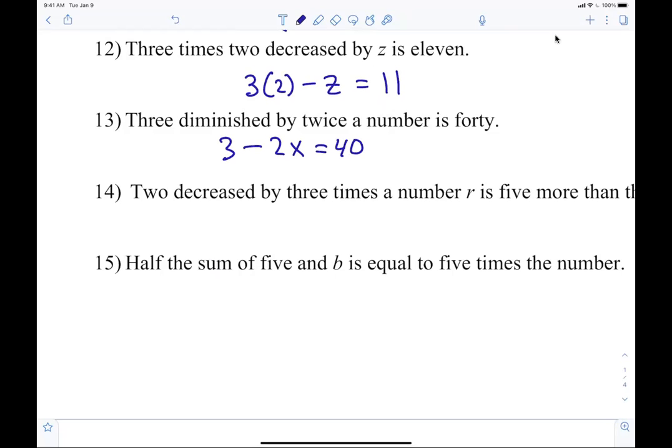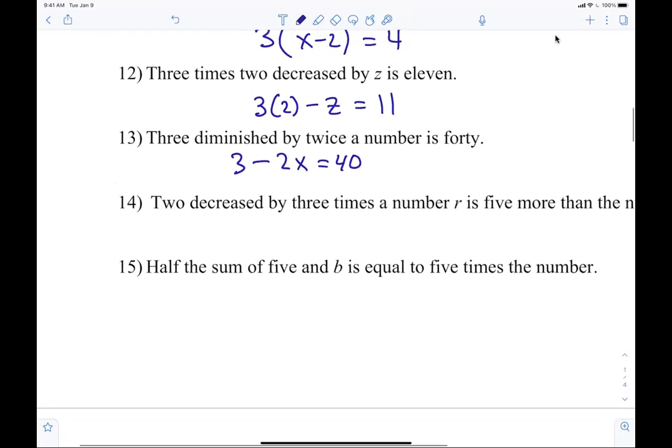Good job. Yes. Why wouldn't you put 2x minus 3? Because 3 is where you're starting at. 3 is what's being diminished. Does that make sense? Right. And again, I'm glad you're asking.